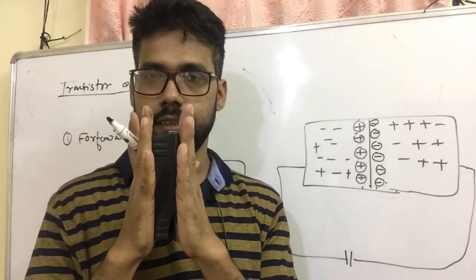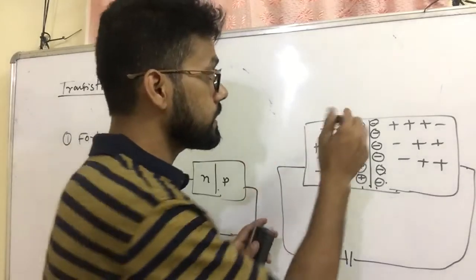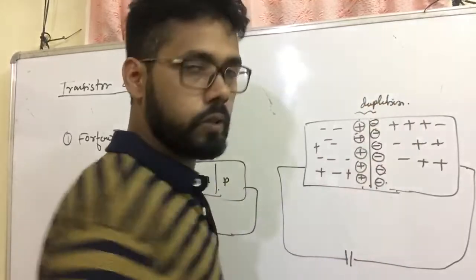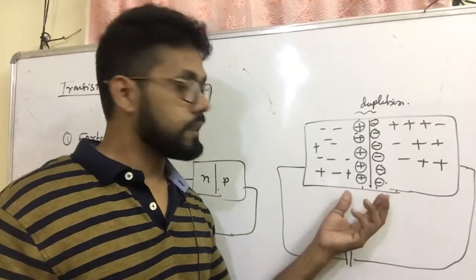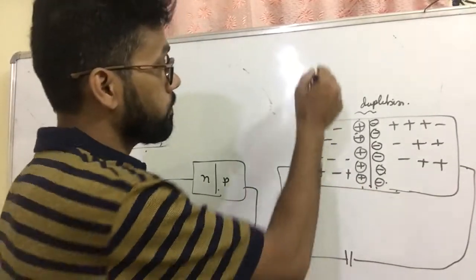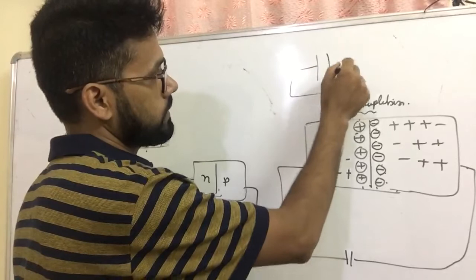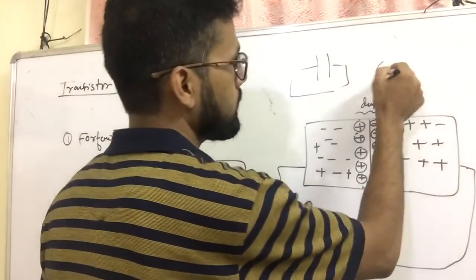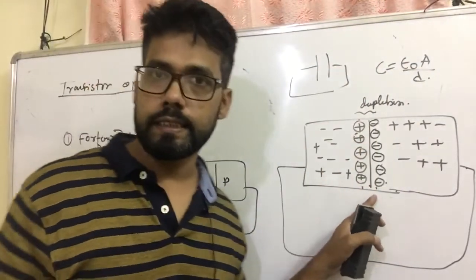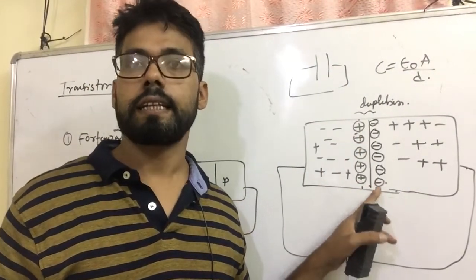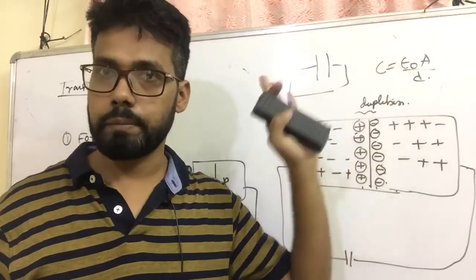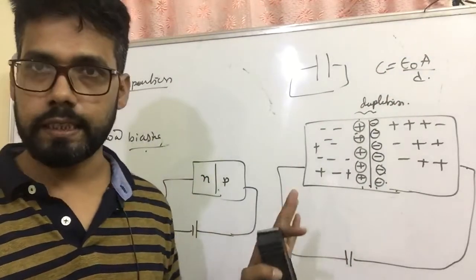This is known as a depletion region. This region is known as the depletion region, and it is positive and negative. It looks like a parallel plate capacitor. You have already studied parallel plate capacitance, epsilon A by D, in free space. This is called the depletion region, and it forms a capacitance similar to a parallel plate capacitor. Clear? This is in case of a diode.